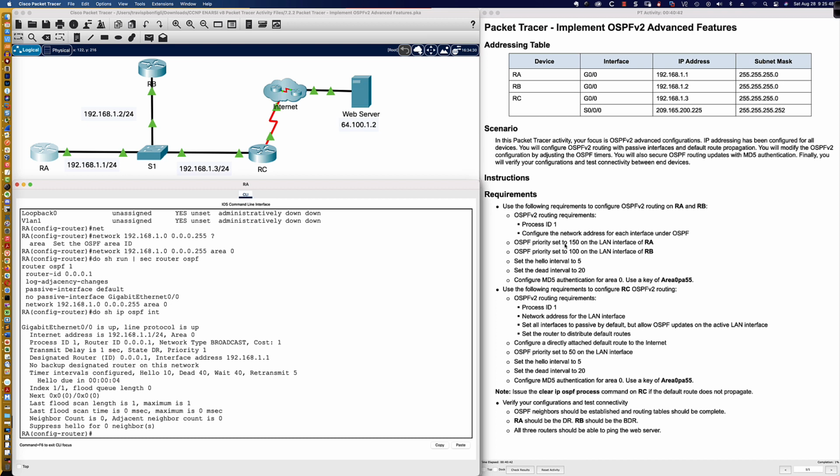So OSPF priority set to 150 on the LAN interface for router A.